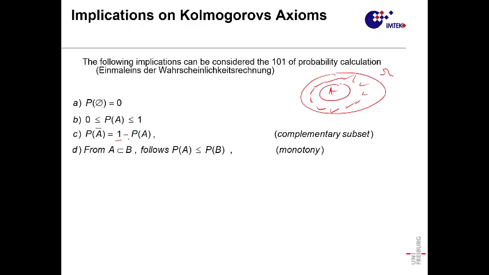The next thing is, if you have a subset included in another subset of omega, then let's say that we have a small subset here, B.